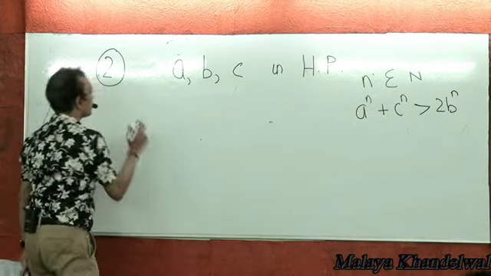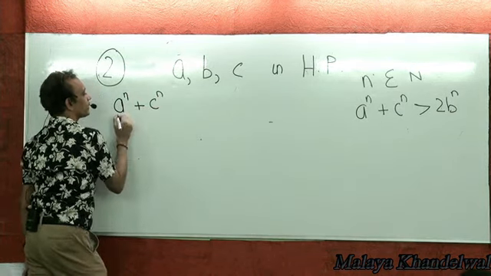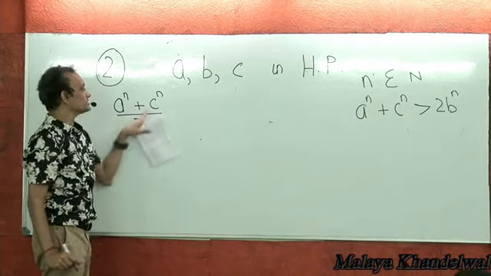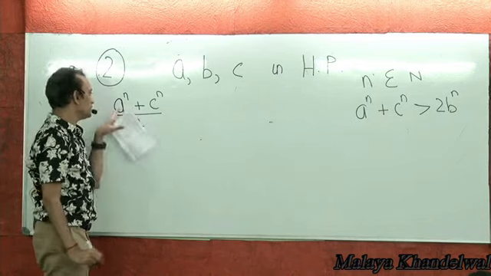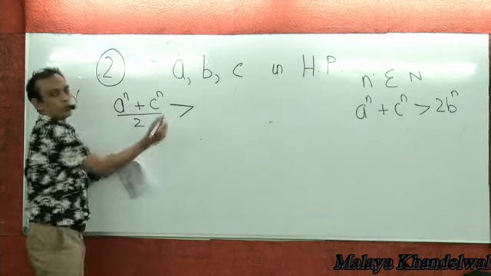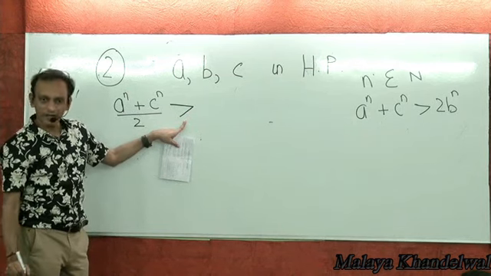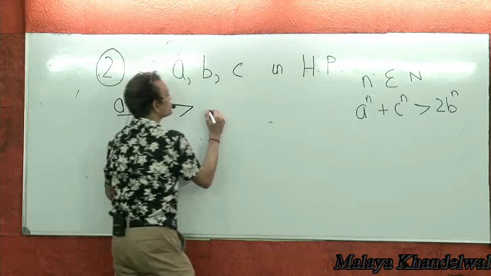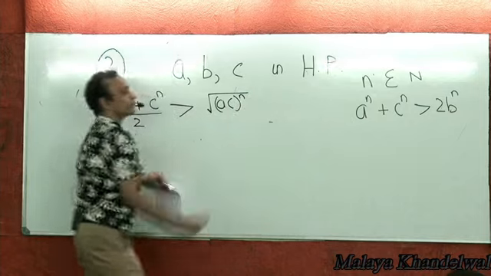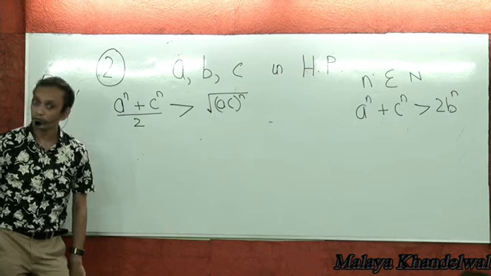Clear? Now, A to power n plus C to power n by 2. That's the arithmetic mean of these two numbers. Since they are positive numbers and they are unequal, the arithmetic mean must be greater than the geometric mean. What's the geometric mean of these two numbers? A to power n into C to power n, square root of that? Square root of their product? That's the geometric mean? Yes or no? Right?